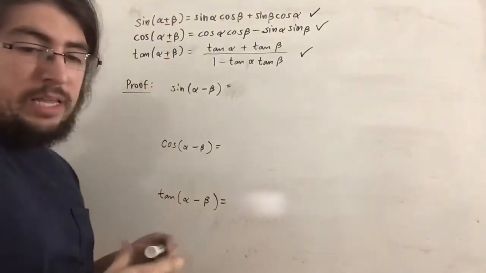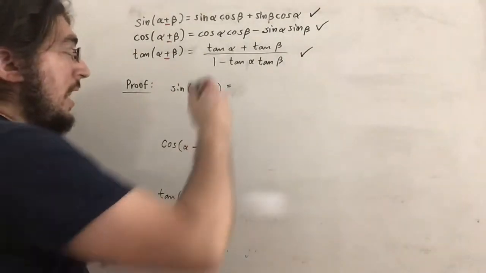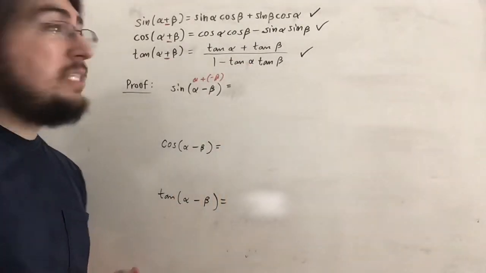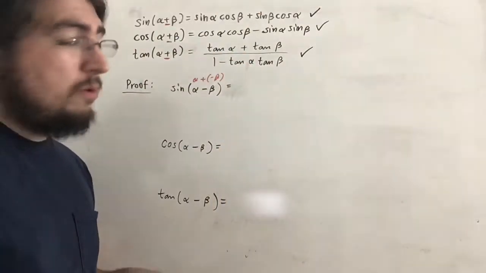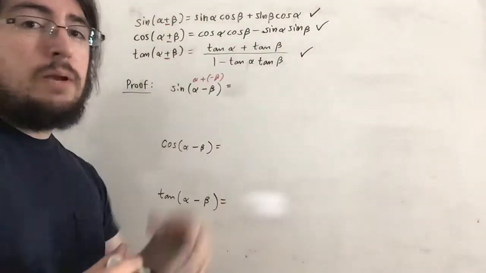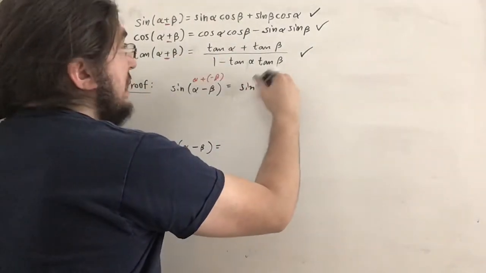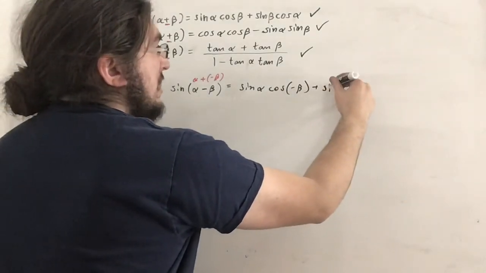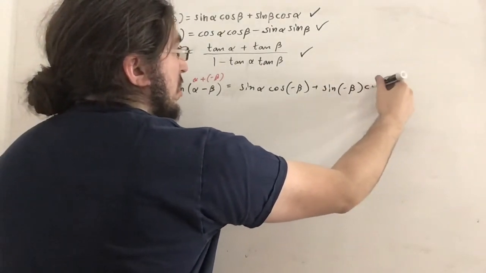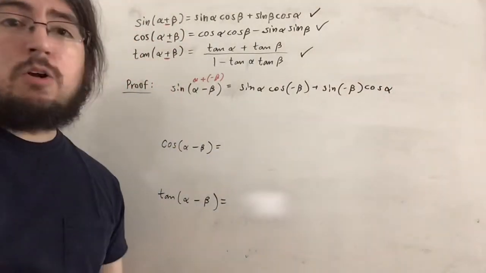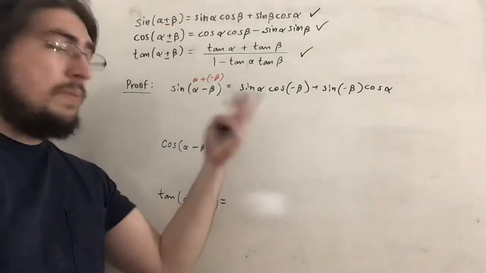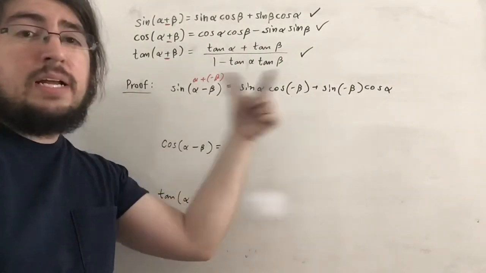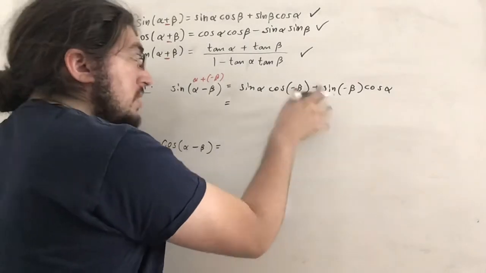So what I want to do really is I want to write alpha minus beta as alpha plus negative beta. So everywhere I see a beta in the addition formula or sum formula for sine, I'm going to replace beta with negative beta. So what we end up getting is sine of alpha cosine of negative beta plus sine of negative beta cosine of alpha. And yes, we know sine and cosine are odd and even, respectively. So sine of negative beta is negative sine of beta, cosine of negative beta is positive cosine of beta.